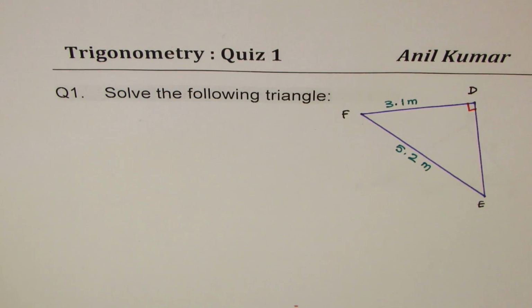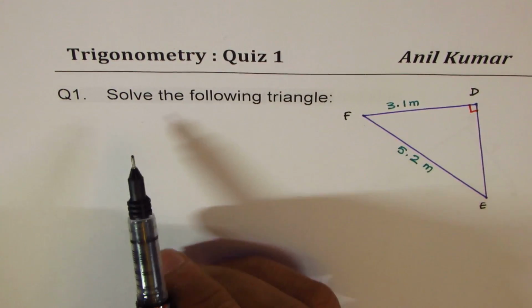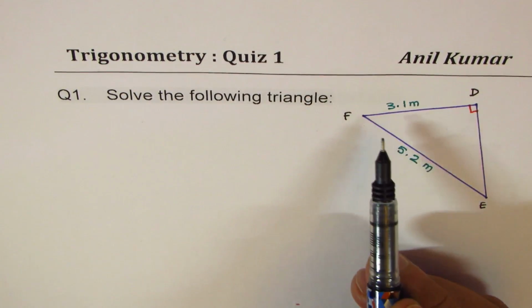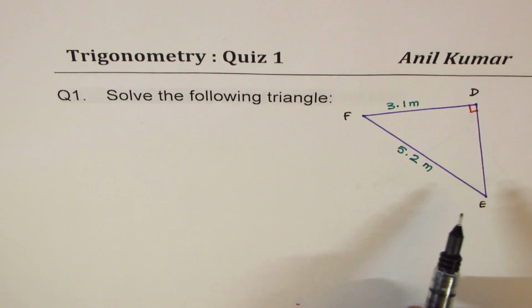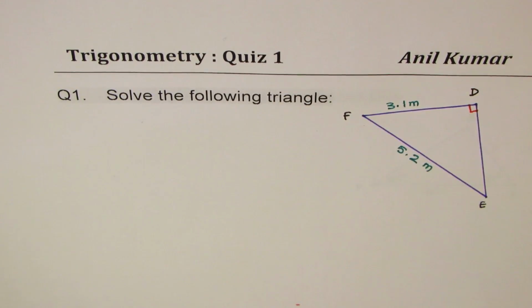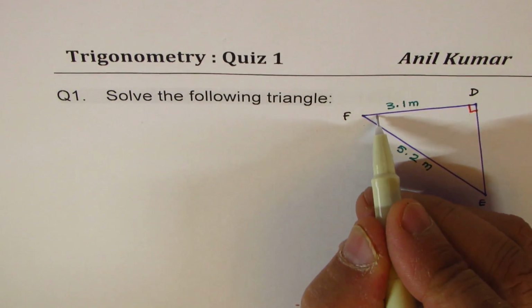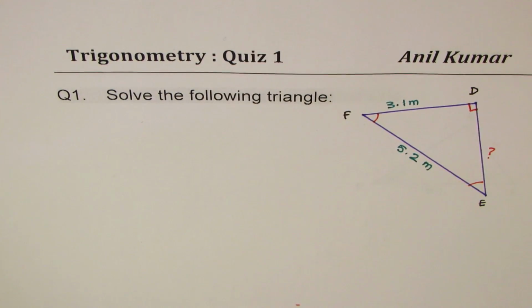You need to work with a calculator. The settings of the calculator should be in degrees. Question number 1. Solve the following triangle. The triangle given to us is a right triangle. So to solve means to find all the angles. That is to say, we should find what these angles are and also the side DE.